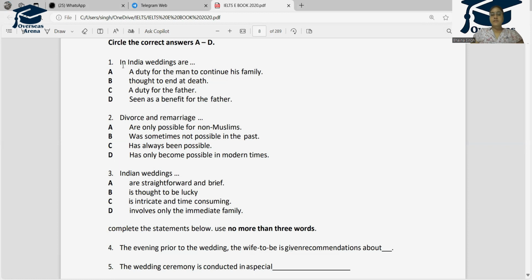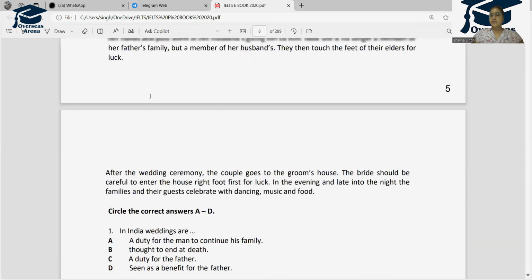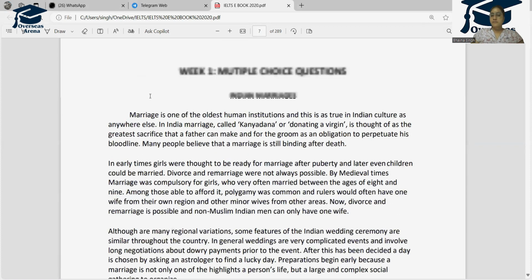As you can see, the first MCQ: in India, weddings are dash. Four options are given to me. A, a duty for the man to continue his family; B, thought to end at death; C, a duty of the father; or D, seen as a benefit to the father. Let's see which option is correct. So let's go up and read the first passage.